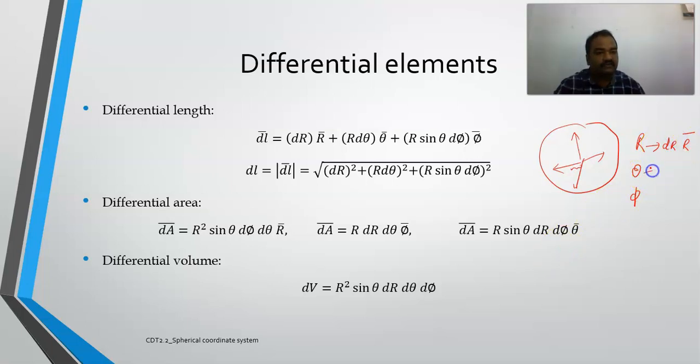Whereas for theta, it will be R d theta in the theta bar direction. For phi, it will be R sin theta d phi in the phi bar direction. So these are the differential terms: dr in the r bar direction, R d theta in the theta bar direction, and R sin theta d phi in the phi bar direction. These are the differential lengths in various directions.